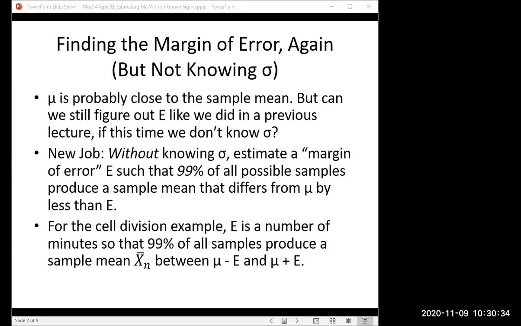And we're going to do the cell division example again. So we want a number E so that 99% of all the samples produce a sample mean division time for the cells between these two limits.